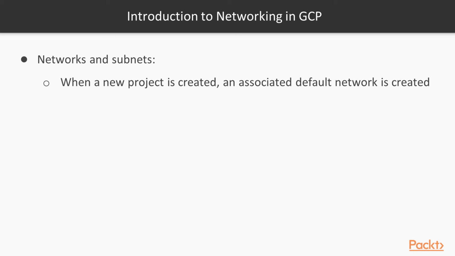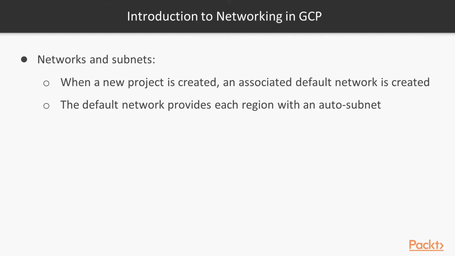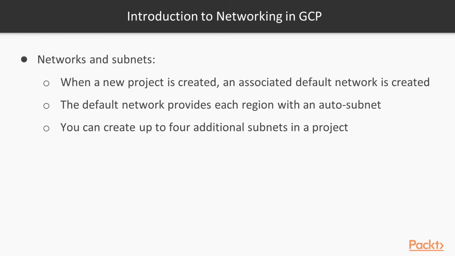Let's quickly go over networks and subnets on the Google Cloud Platform. When a new project is created, an associated default network is created. This is a big container, okay? The default network provides each region with an auto subnet, so it builds a bunch of subnets for the different regions for you. You can create your own subnets as well, up to 4 additional subnets per project.